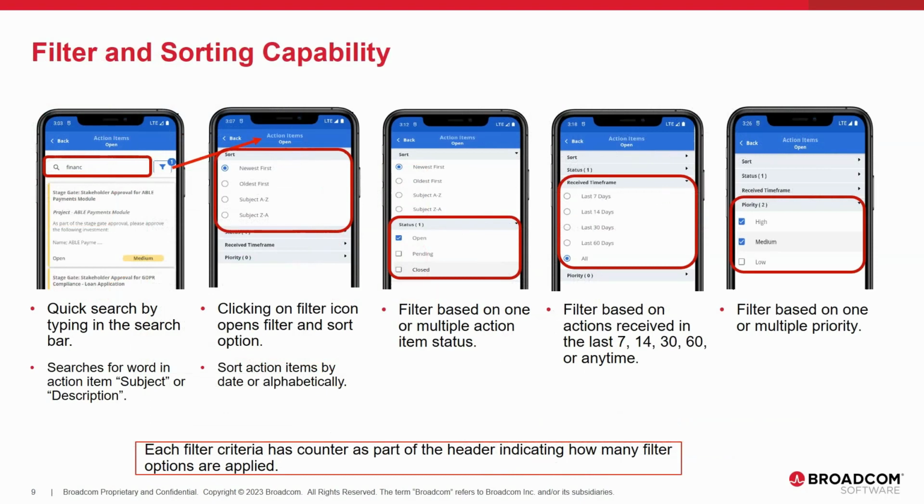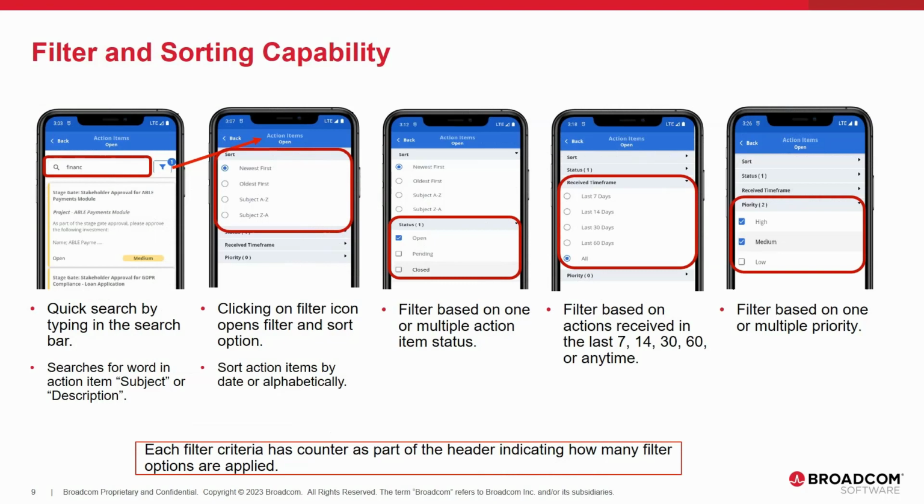The search bar, as I mentioned, allows the user to quickly search for any specific action items. The search will use subject and description to find the matching criteria. Clicking or touching on the filter icon will take the user to the filter page where the following things can be done. The user can change the sort order from newest first to either oldest first, or based on the subject alphabetically. The user can filter based on status, received time frame, or priority.